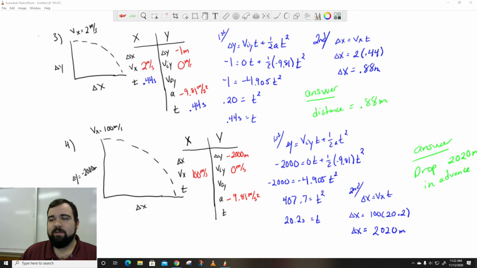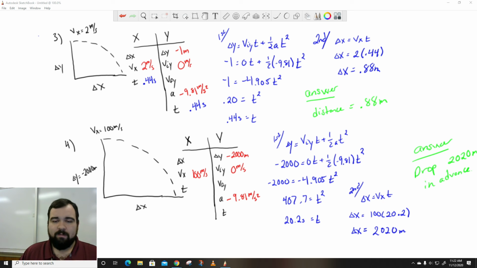Use the delta y equation and work that through to get a time of 0.44 seconds. After that, we can jump to the delta x equation with the Vx of 2 and the time we just solved for, to get a delta x of 0.88 meters. Final answer being that the object lands 0.88 meters from where the end of the table was.